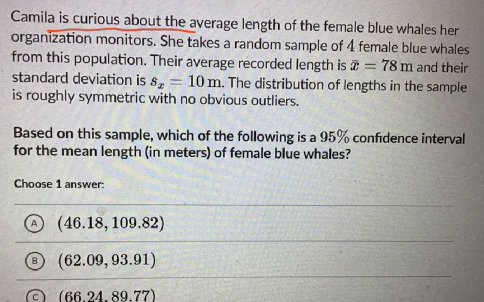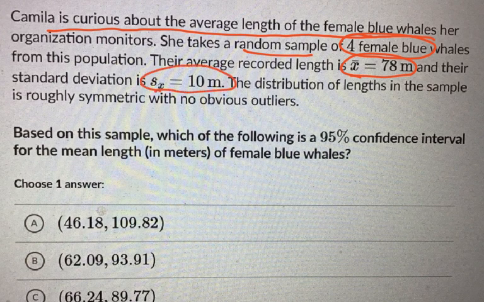Camilla is curious about the average length of female blue whales. She randomly samples only 4 of them, so that's a little concern, but let's just go with it. We know her random sample size is 4. They average 78 meters long, guys. Remember, there's over 3 feet in a meter, so these whales are over 200 feet long. Their standard deviation is 10 meters. The distribution of lengths in the sample is roughly symmetric.